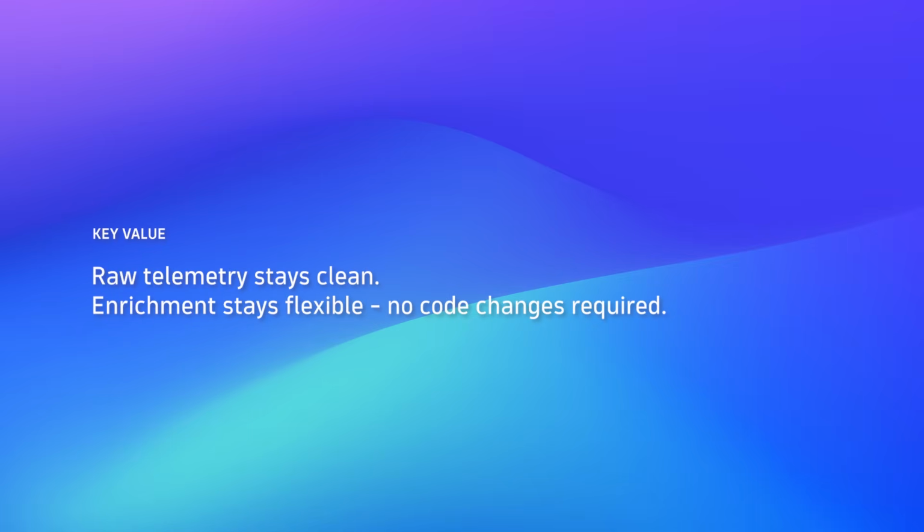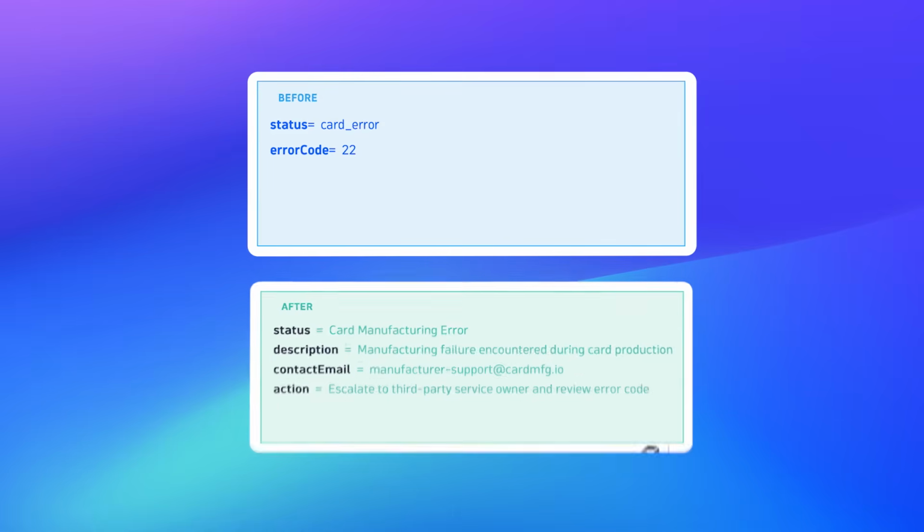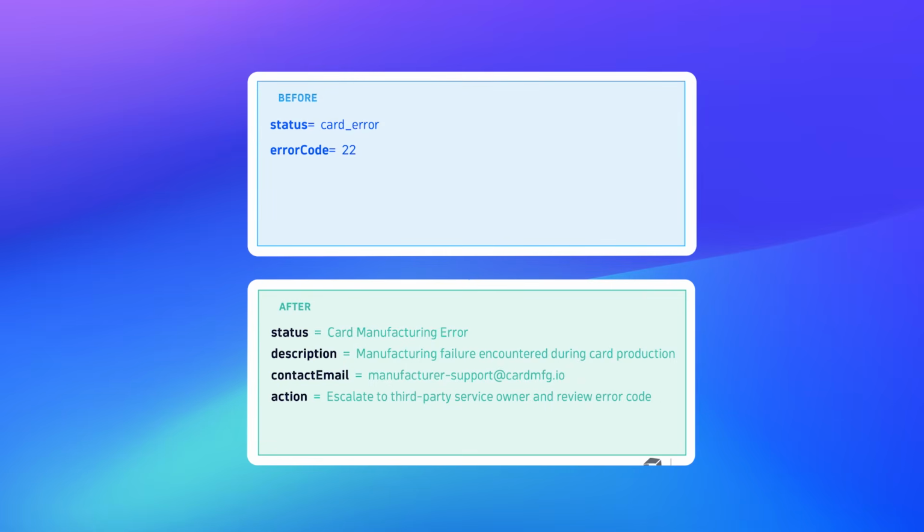That's the key value. Raw telemetry stays clean, while the ability to enrich your data remains flexible. Instead of seeing something like status equals card error or error code equals 22, you get more context-rich information like a better description, contact email for errors, or even a recommended action. This is why teams describe lookup tables as simple but extremely valuable for giving the right context at the right time. So why does this matter in practice?